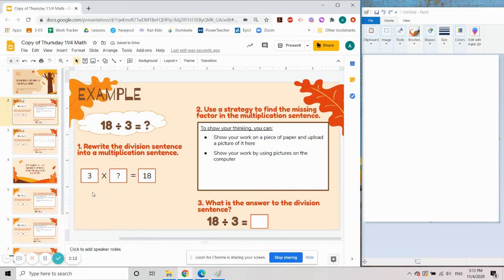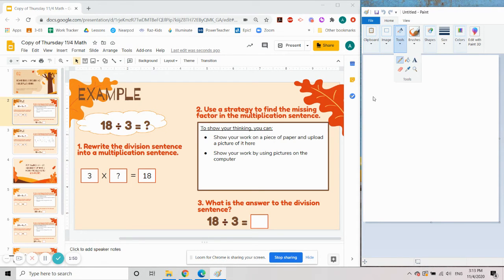This looks a lot like the missing factor equations that we solved last week. When I look at this multiplication sentence, I'm either asking myself how many groups of 3 gives me a total of 18, or 3 groups of how many gives me a total of 18. And depending on which way I'm thinking about that, I can use a strategy to find that missing factor. So I want to think of this as how many groups of 3s are going to give me 18.